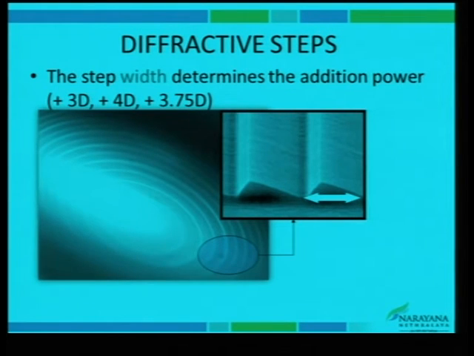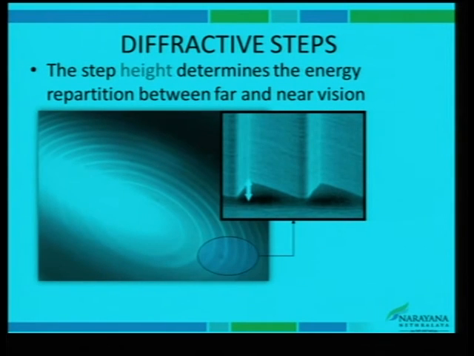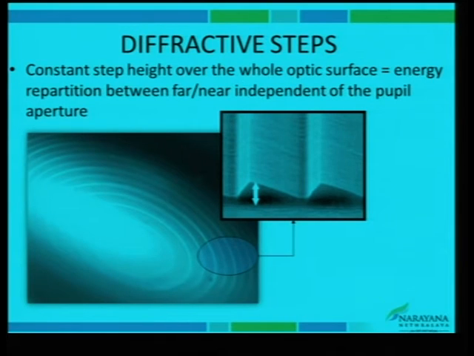So the width of the diffractive step is what determines the add power. The smaller the step, the higher the power. The larger the step, the smaller the power. The step height determines the energy distribution between far and near, and companies manipulate it for specific purposes. The higher the step, the higher the quantity of energy for near vision. The smaller the step, the higher the quantity for distance vision.